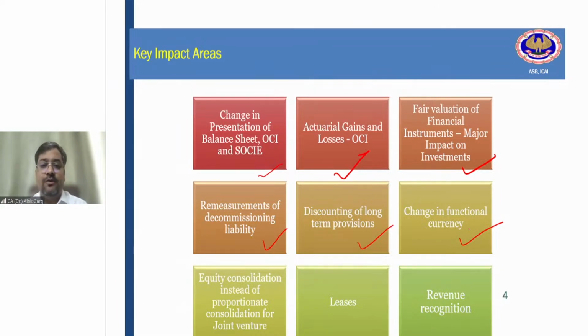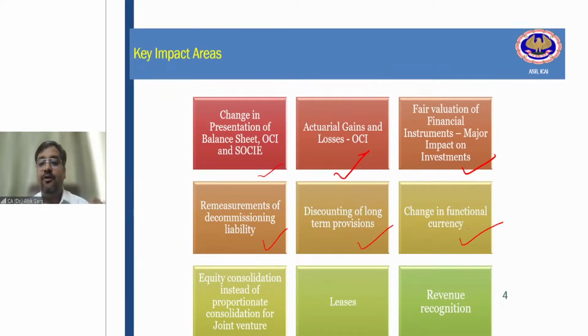I believe you have also read Ind AS 21, the effect of changes in foreign exchange rates, right? If you look at the foreign exchange standard, you will find that the concept of functional currency is there. In Indian GAAP, in AS 11, the concept was local currency. What is the meaning of local currency and what is the meaning of functional currency? For example, if a company has been incorporated in India, right?